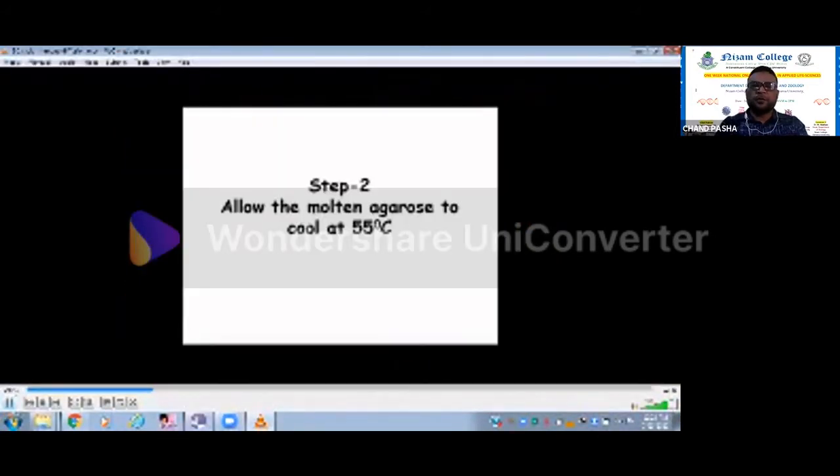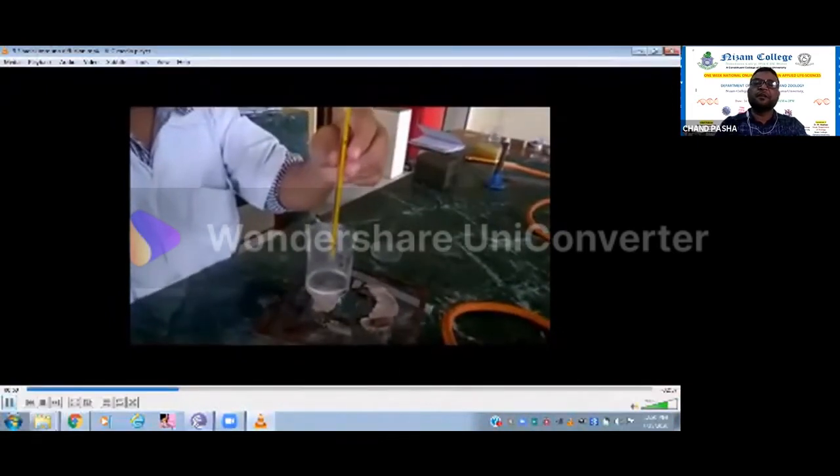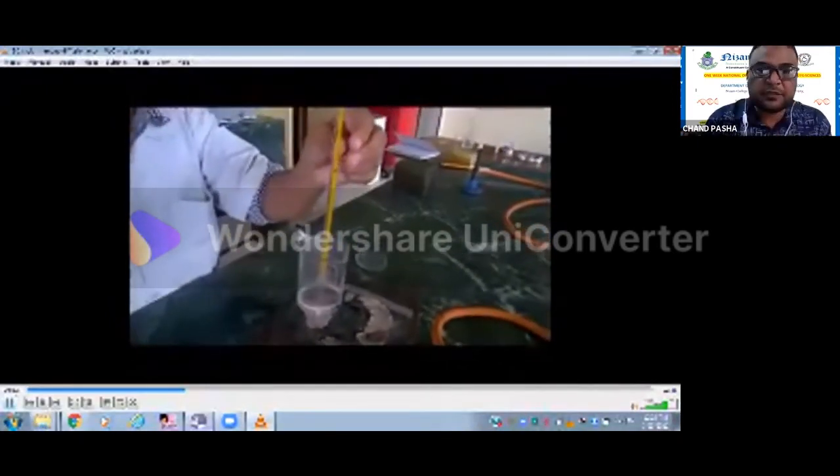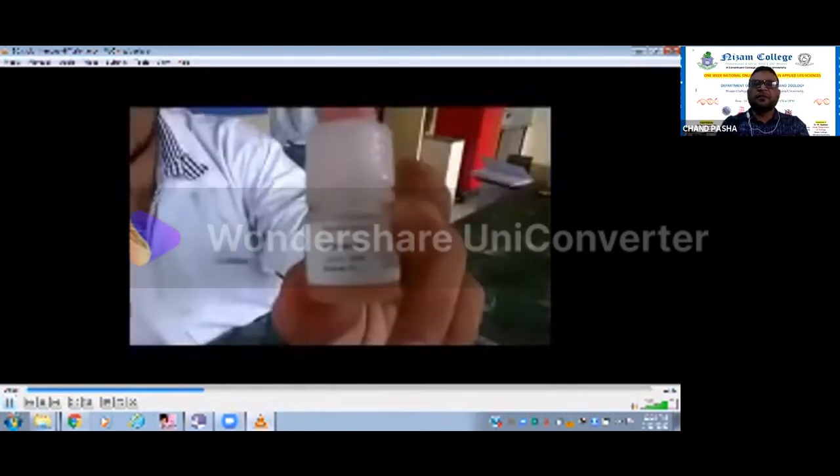Step 2, allow the molten agarose to cool to 55 degrees Celsius, because you need to add antibodies, that sera, into it. If you add it at a higher temperature, they get denatured. Then we'll be adding 1 ml of anti-sera into the 10 ml of agarose.